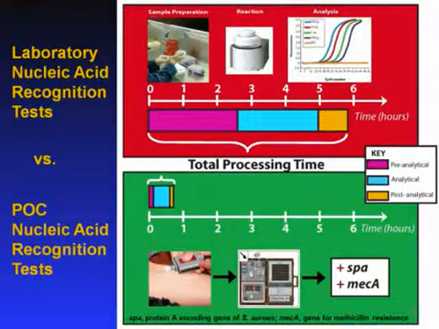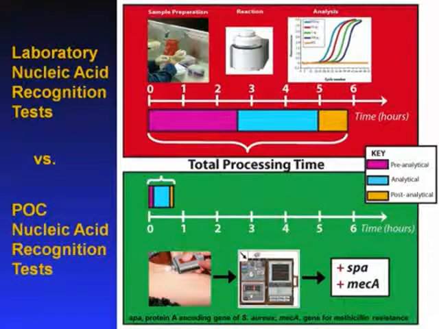Total processing time for a point-of-care nucleic acid recognition test ideally should be less than 1 hour to be useful for critical emergency and disaster care settings, where rapid diagnosis has great potential for improving patient care. The bottom green box represents a design of a point-of-care nucleic acid recognition device called loop-mediated isothermal amplification, or LAMP. This particular device is currently being developed by our center. Our goal is to make it less complex when compared to a laboratory-based method.